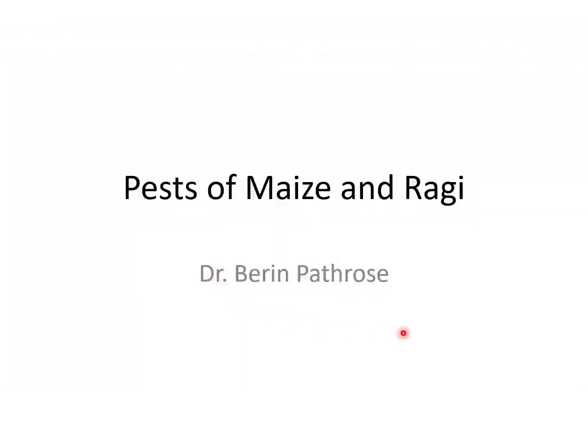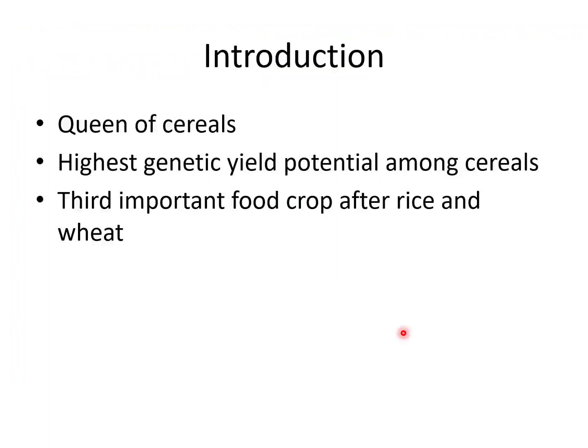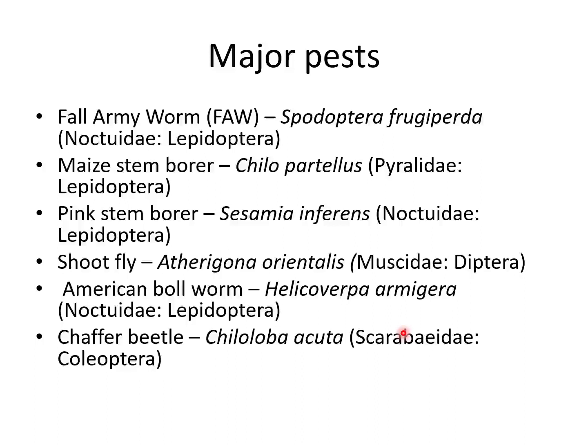Coming to the next crop, that is maize, and maize is the third most important crop in our country after rice and wheat. This is called the queen of cereals because it has very high genetic potential. The productivity is extremely high compared to other cereals. The major pests are fall armyworm, Spodoptera frugiperda, belonging to the family Noctuidae. Then, just like sorghum stem borer, we have Chilo partellus. Again, stem borers in maize: pink stem borer, Sesamia inferens, and shoot fly, Atherigona orientalis. The species is different in the case of maize.